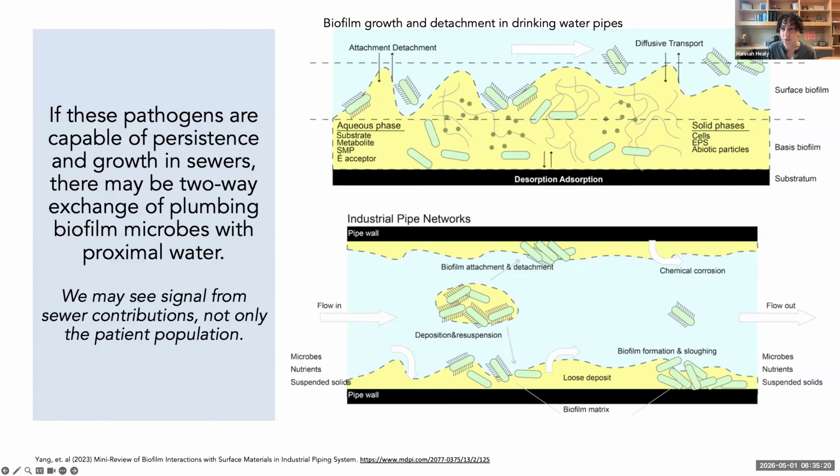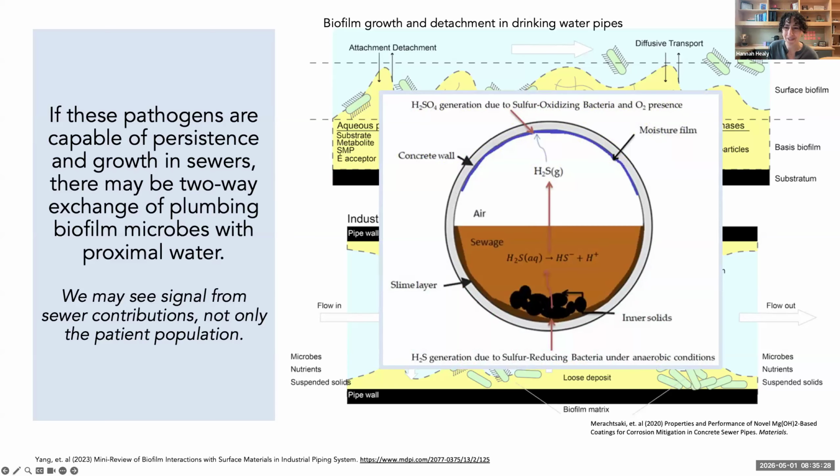And so if this were to happen in wastewater, we may see signal from sewer contributions and not just the patient population. I want to note that our sewer pipes don't look like our drinking water pipes, they've just been less studied, so I don't have a good diagram of them. But in our sewer pipes, we wouldn't have the pipe be fully submerged with liquid generally. So when I talk about these sewer biofilms, I'm talking about what this manuscript referred to as a slime layer.